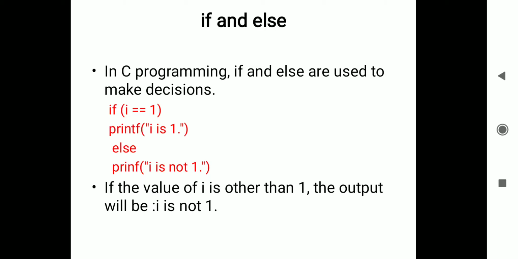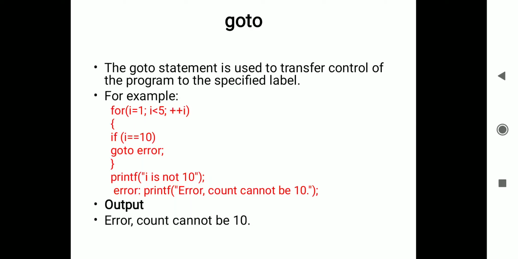Next is the goto keyword, which is similar to if else. First you have to use an if condition, and in the opening and closing brackets, in the middle, you put the if else, and in the else condition you have to put the goto command.